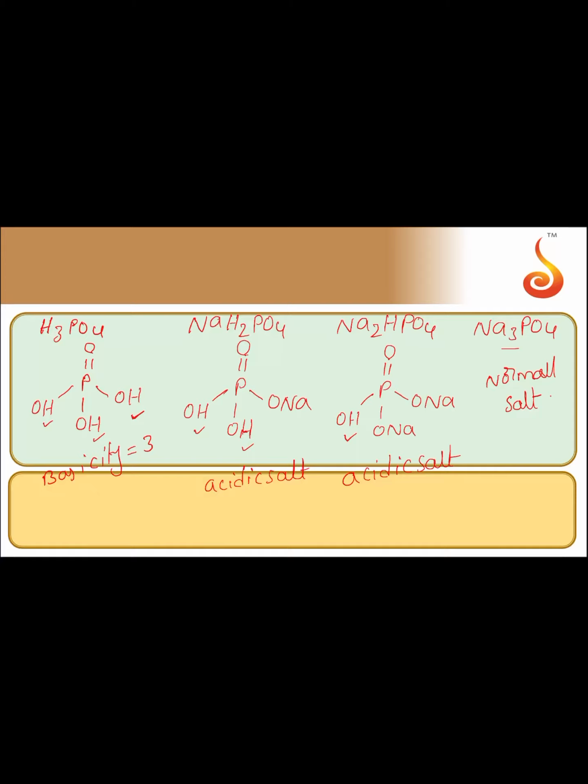So these are the 3 salts H3PO4 is forming. Out of 3 salts, NaH2PO4 and Na2HPO4 are acidic salts because they are having acidic hydrogens. Na3PO4 is a normal salt. I'll take one more example.